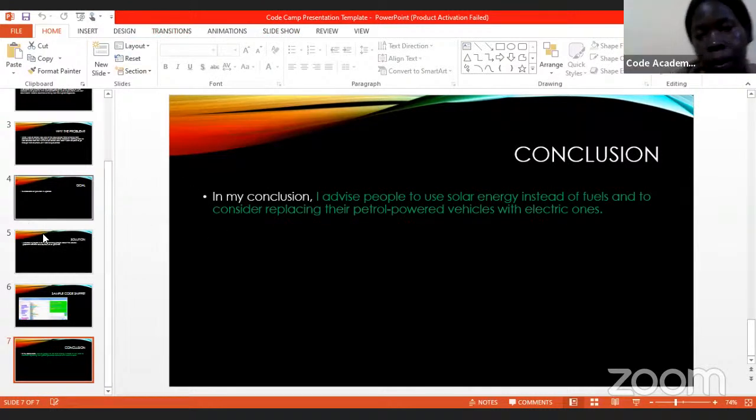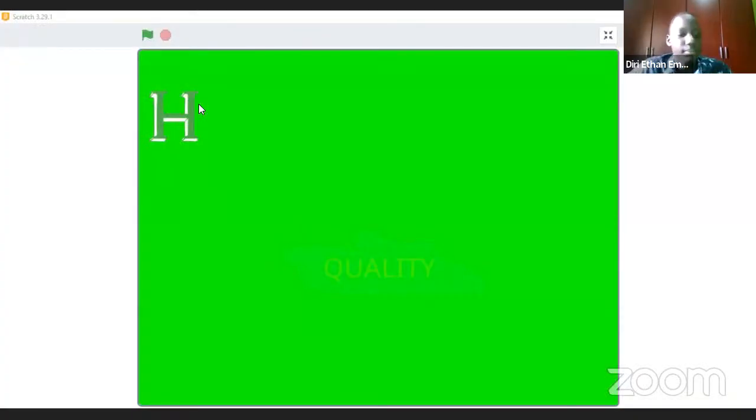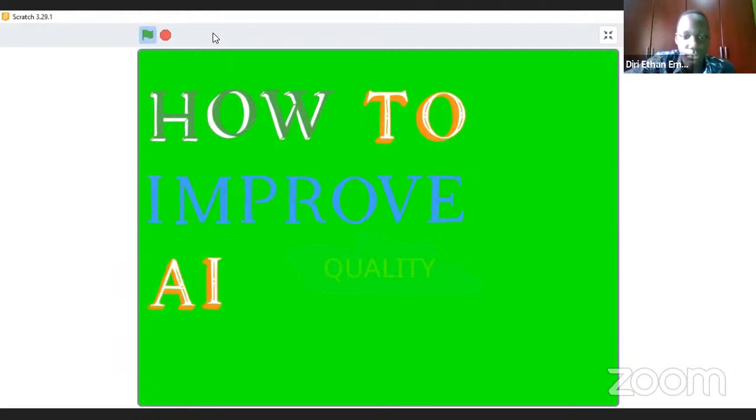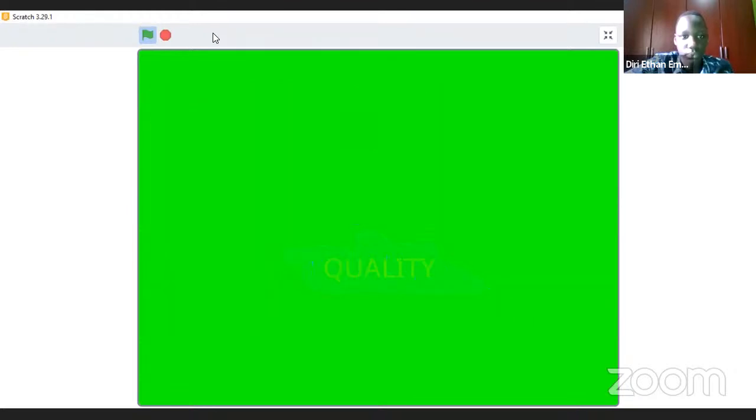You can stop sharing and then you share the Scratch project. That's for my PowerPoint. My Scratch project. What's that? How to improve air quality.